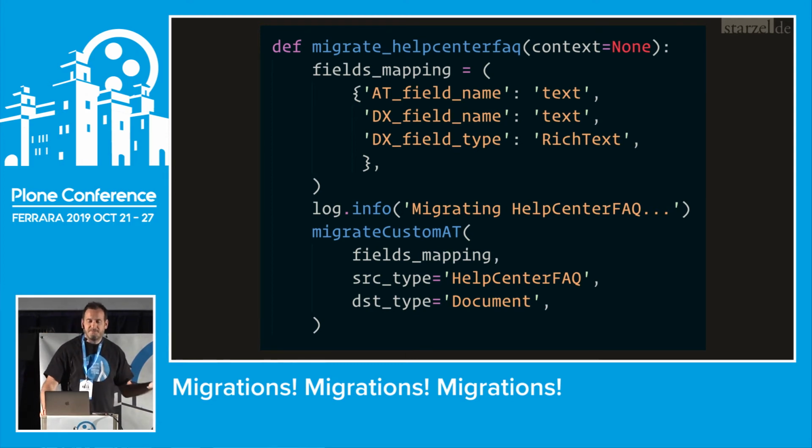You need to specify the fields because the source type can't pick up the migration helper, the migrate custom AT thingy here, it doesn't know about Help Center FAQ. It knows about all the default content types in Plone, so if you migrate a document to a document, it knows there's a rich text field I need to migrate, but for Help Center FAQ, everything that is not like Dublin Core or one of the default fields needs to be specified here in a very simple way.